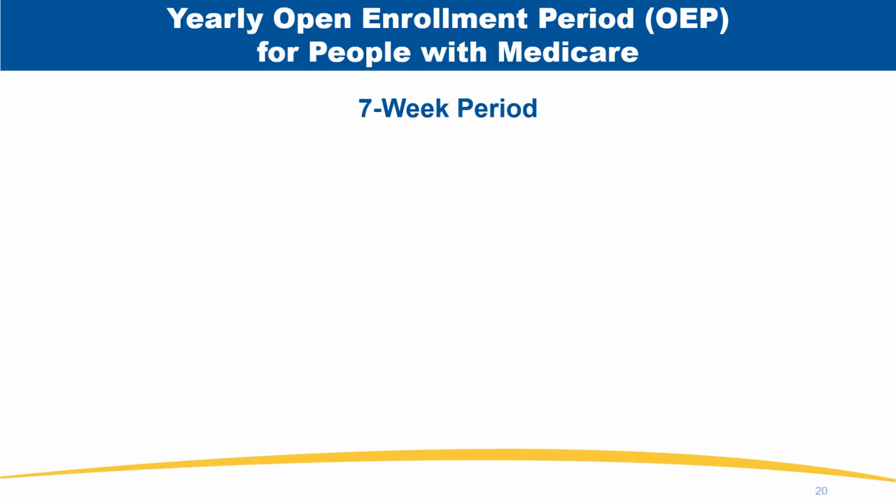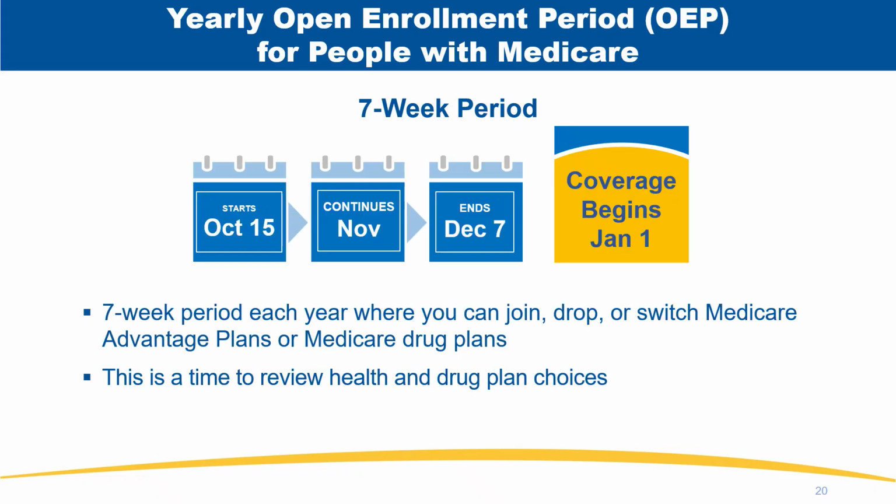The yearly open enrollment period. This is a 7-week period where you can join, drop, or switch Medicare Advantage plans or Medicare drug plans. This is a time to review health and drug plan choices. Once you switch, your coverage will begin January 1 of the following year. This is a time to review plans to ensure your drugs are covered at an affordable rate and your out-of-pocket costs are still affordable. Some people are enrolled into the same plan for years, not knowing that they can enroll into a plan that's much more affordable with more coverage.